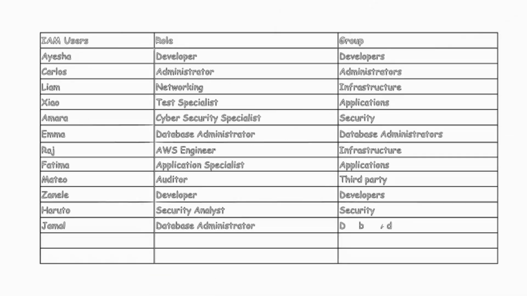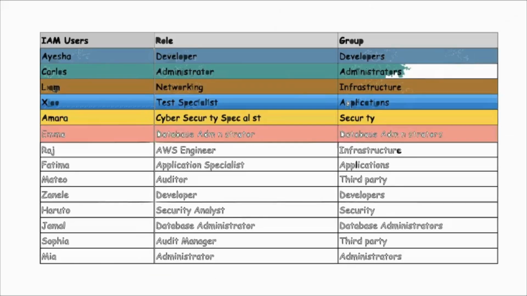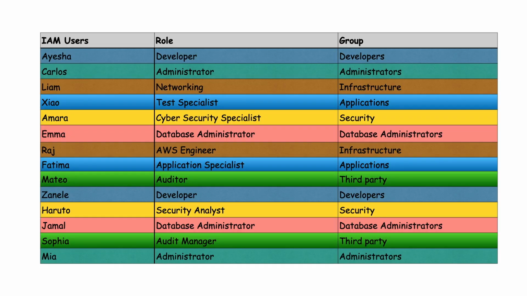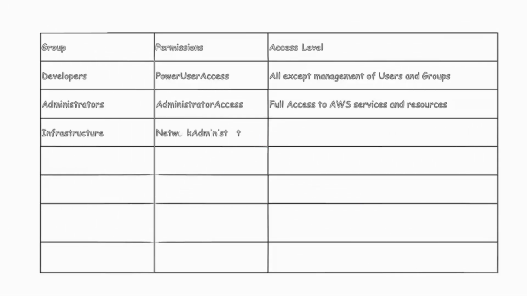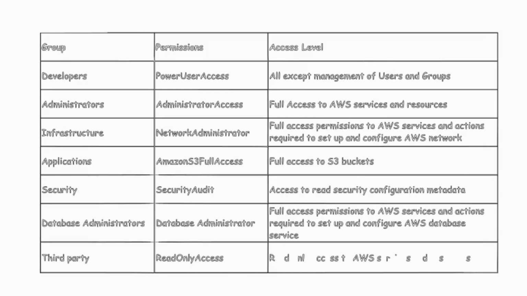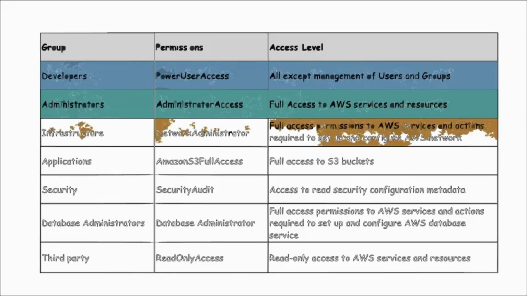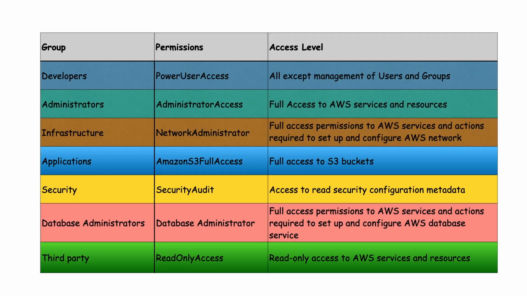For day-to-day operations, AWS recommends creating IAM users. Each user gets their own login credentials and can be assigned specific permissions based on their role in the organization. This way, you limit access to just what's necessary, instead of relying on the root account.